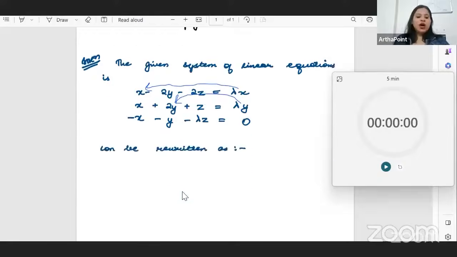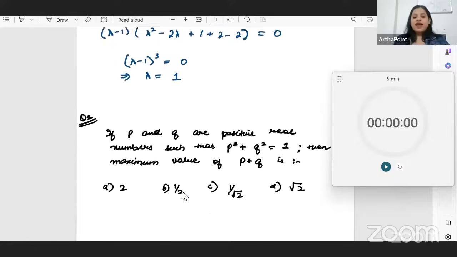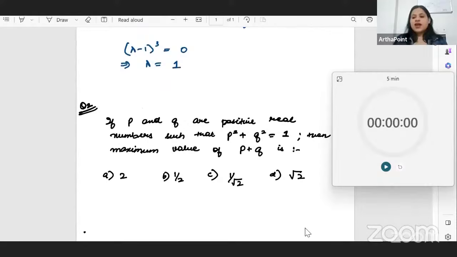Okay, so now I'm going to show you the next question. I will give you 5 minutes to solve this question again, and then I will start with the answer. So I'm starting the timer. Go ahead and solve this question.